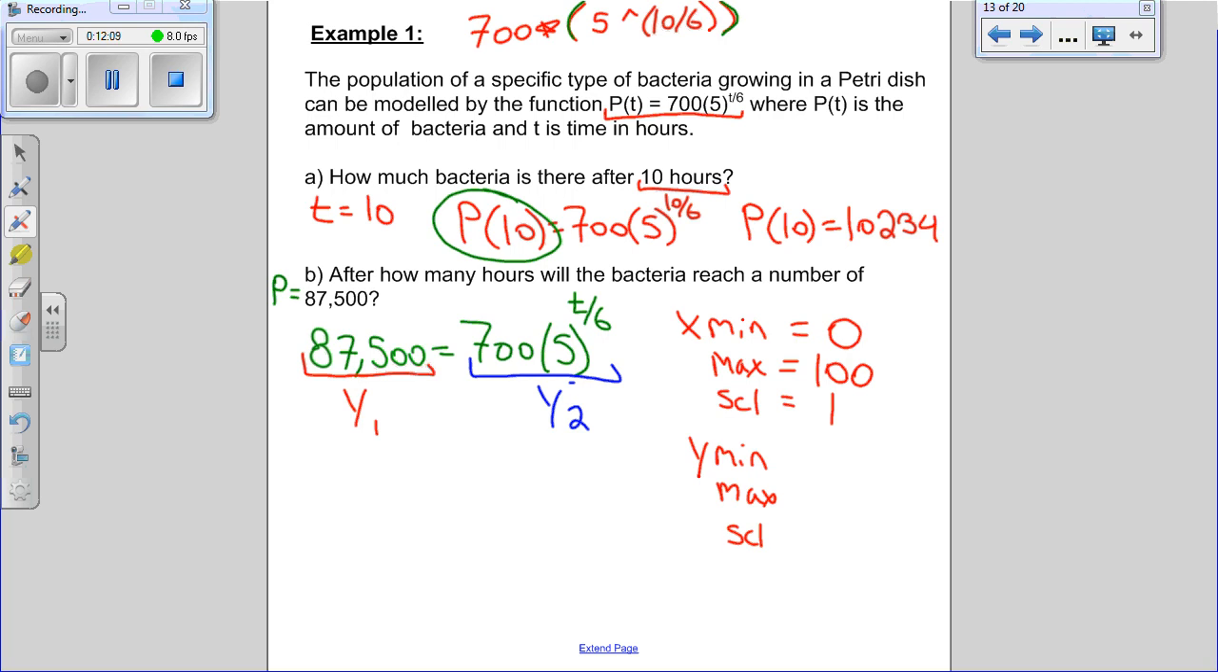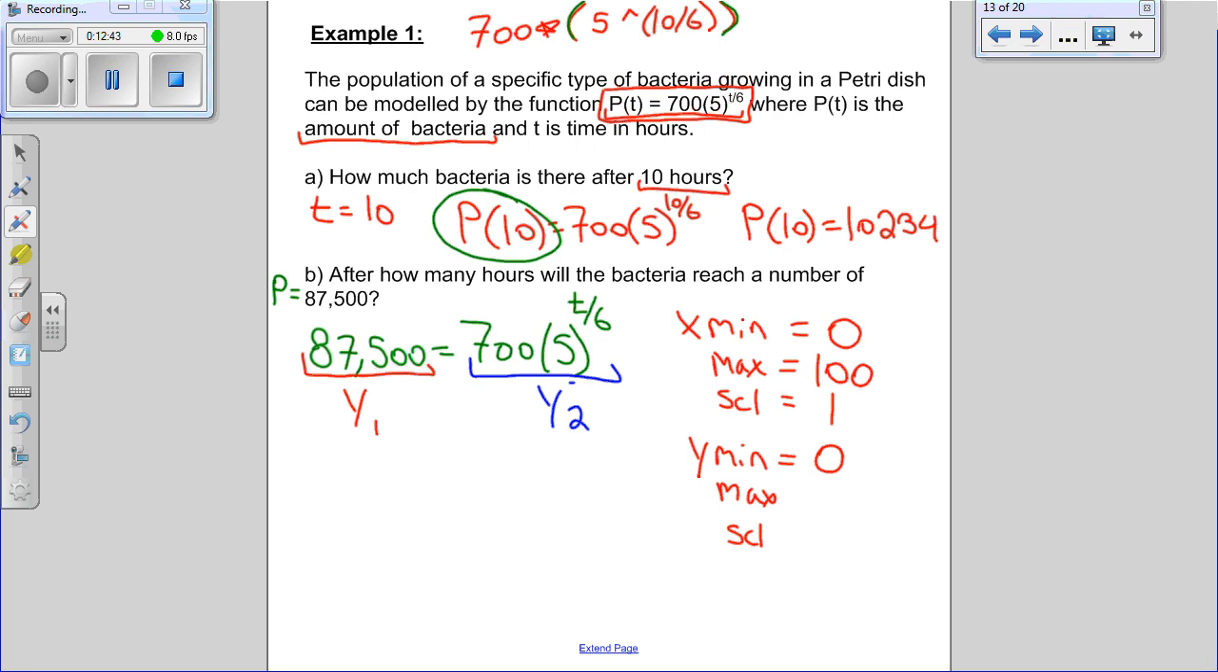Y minimum. What does y represent in this question? If you're looking at this formula, y is p, and what does p represent? The amount of bacteria. So what's the least amount of bacteria you could have? 0. So y minimum of 0 is fine. Y maximum? 90,000 is a great number.